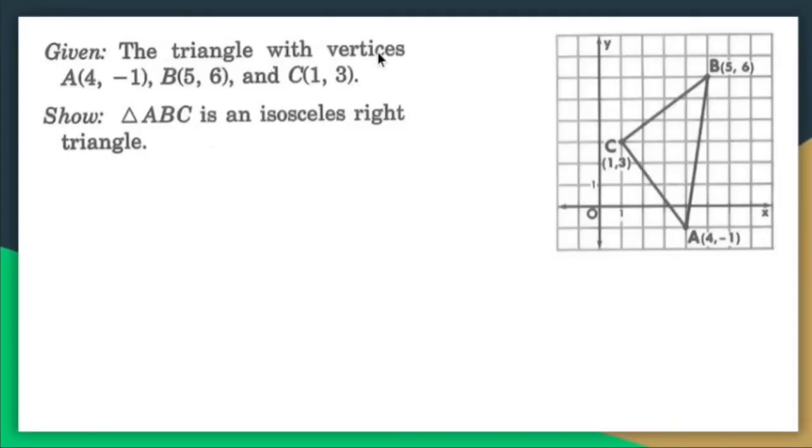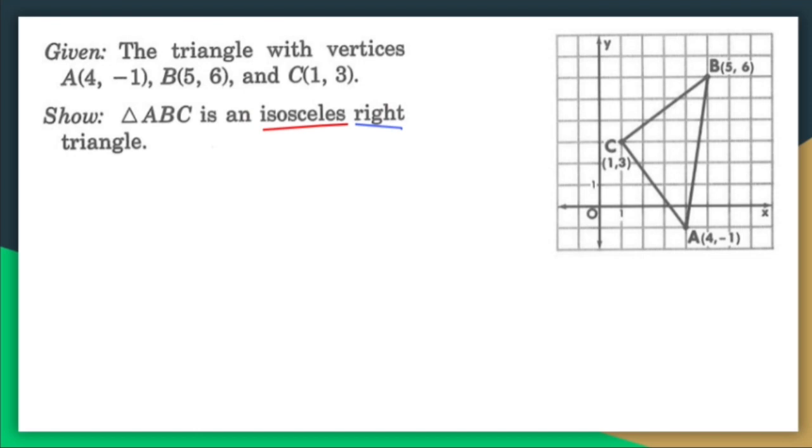Given the triangle with vertices A (4, -1), B (5, 6), and C (1, 3), I need to show that triangle ABC is isosceles and also a right triangle. So this is a proof using coordinate geometry.